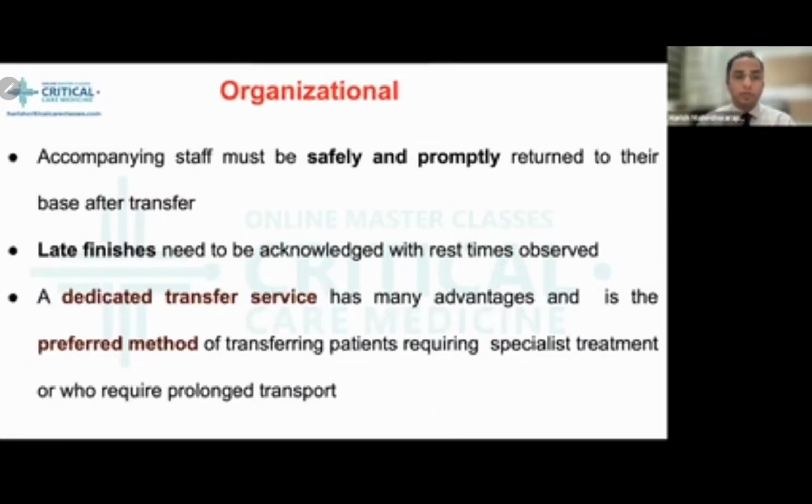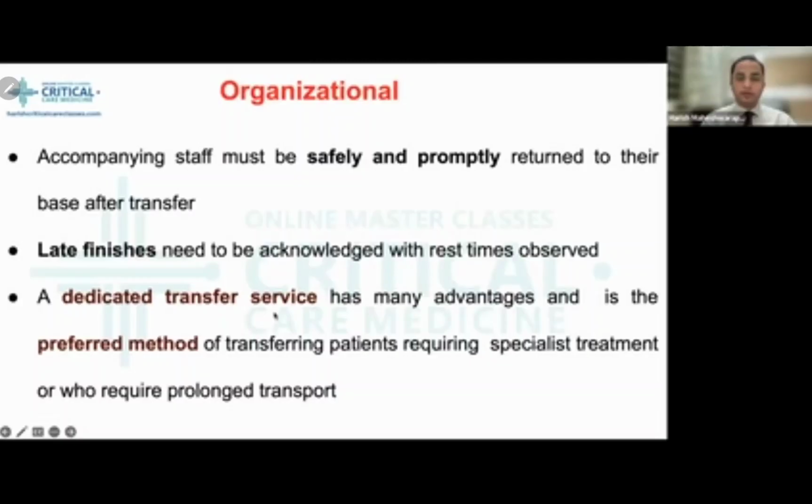Add on to that, accompanying staff must be safely and promptly returned to their base after the transfer, including the equipment and the staff, without any problem. Late finishes need to be acknowledged with rest times observed, because the transfer may happen in the night hours also. When they travel throughout the night and return in the daytime, they should get adequate extra time off for the effort they put in.